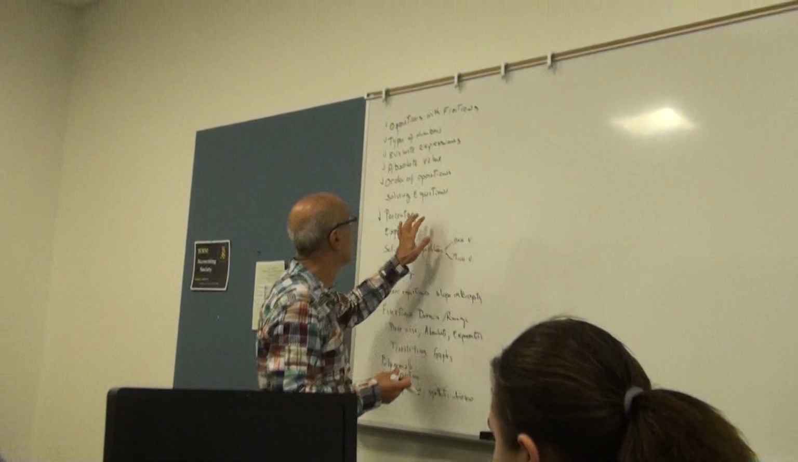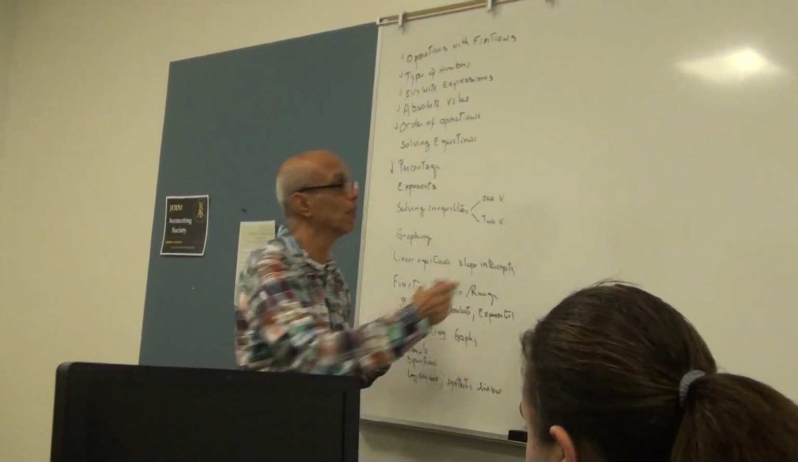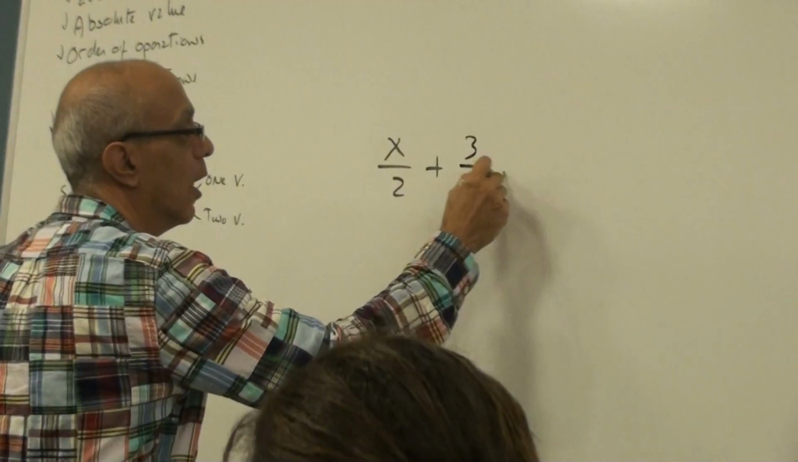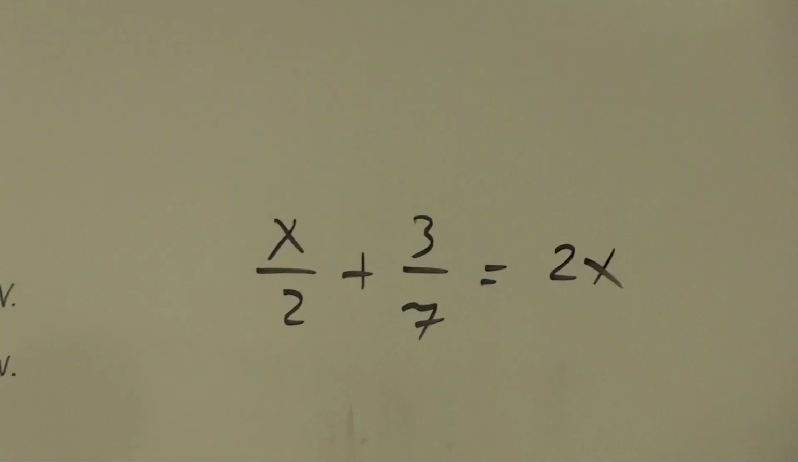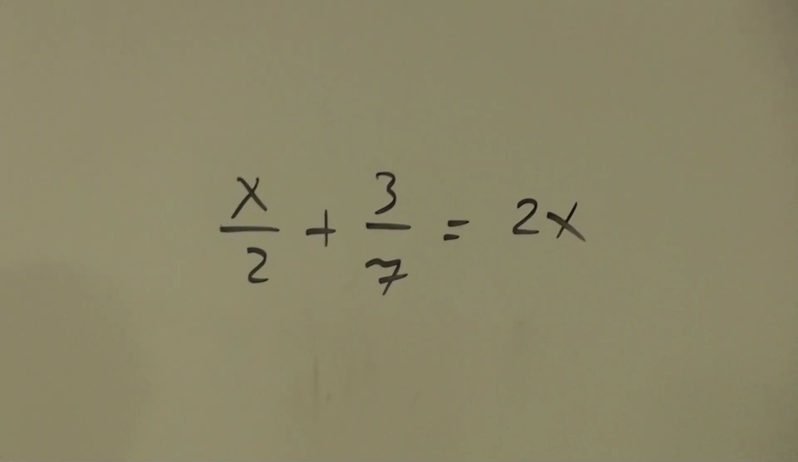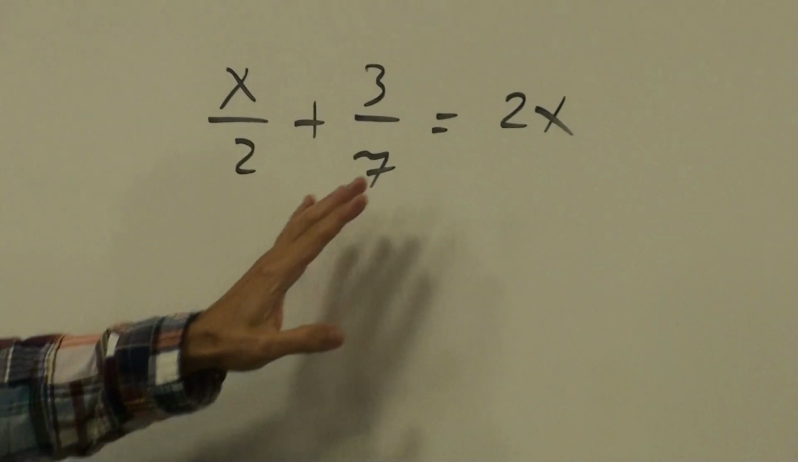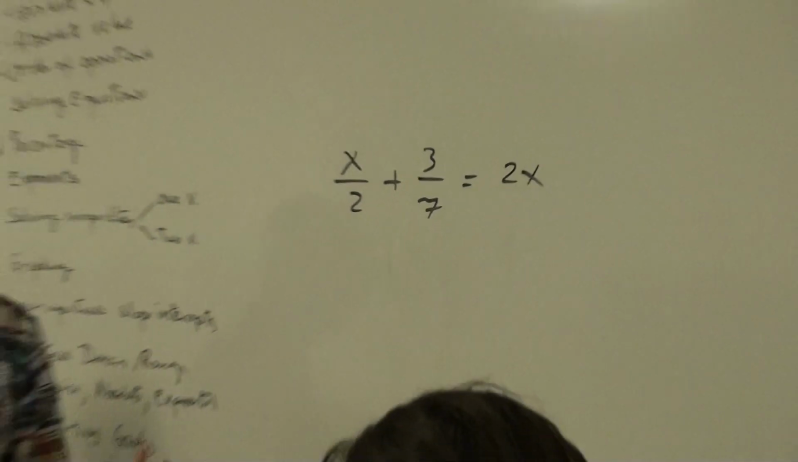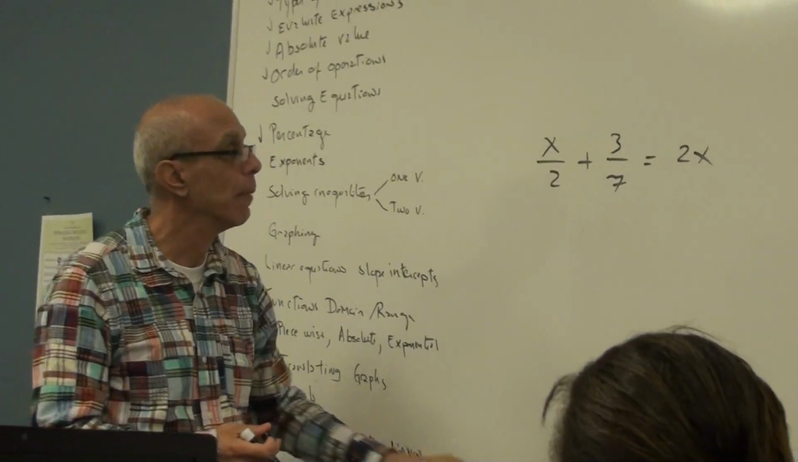Now, of course, it can be complicated if you start having fractions, right? If we have now x over 2 plus 3 over 7 equals 2x, now, wow, how am I going to solve this? Well, first thing, you have to find a common denominator here, right? Bring x to the other side, combine the like terms, and then find the value of x, okay?